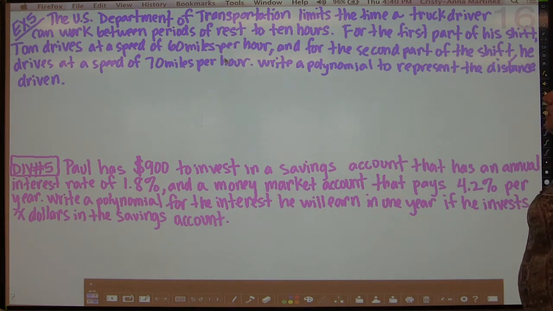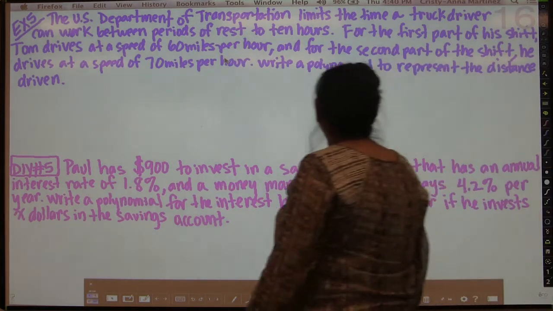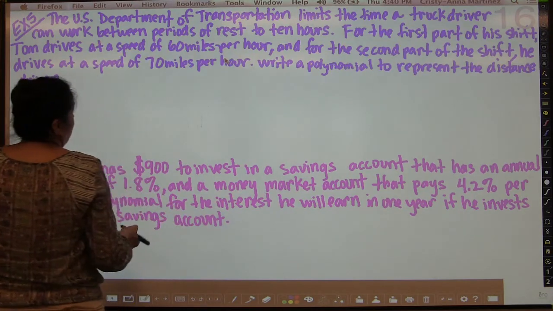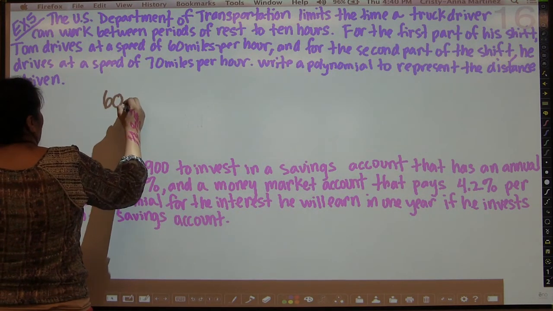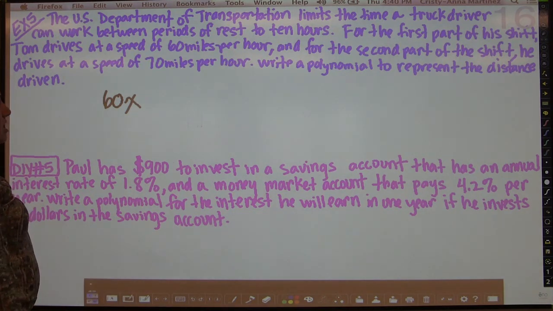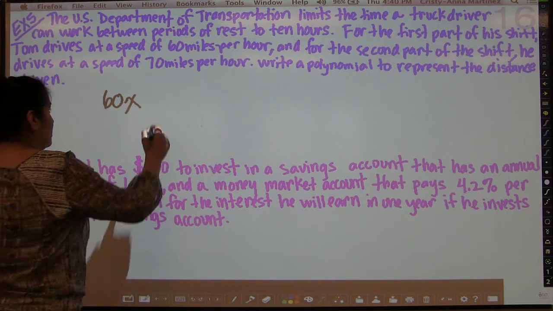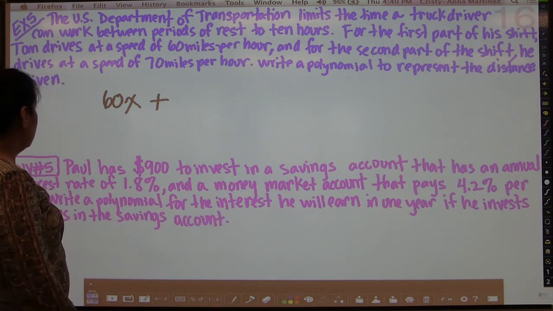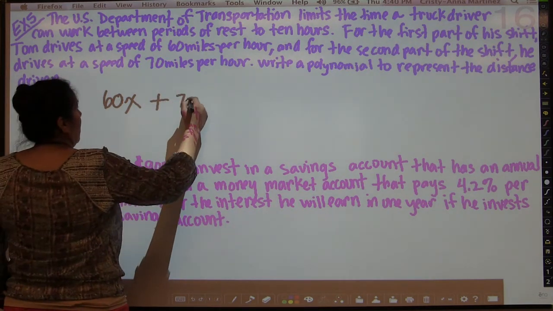It says the U.S. Department of Transportation limits the time a truck driver can work between periods of rest to 10 hours. So they can't work more than 10 hours. For the first part of his shift, Tom drives at a speed of 60 miles per hour. So that's going to be basically, if x is the first part of his shift, he's going 60x. 60 miles per hour, and x is the hours. For the second part of this shift, he drives at a speed of 70 miles per hour.